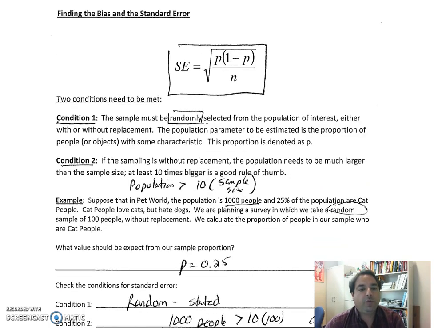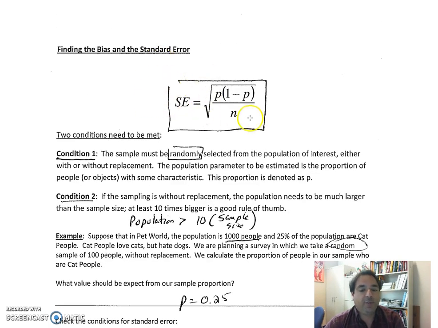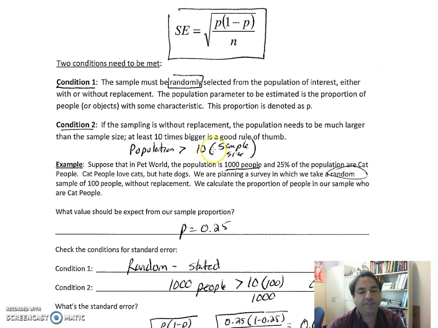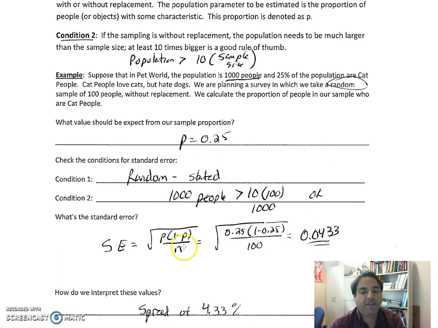Now, we're going to look at standard error, and here's the formula for standard error. It's standard error equals the square root of p times 1 minus p all over n. Remember, p is your population proportion, n is your sample size. And then notice there's some conditions. Condition 1, you can use this formula as long as your sample is random, and your population has to be greater than 10 times your sample size.